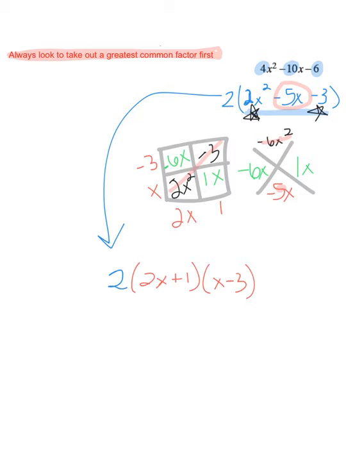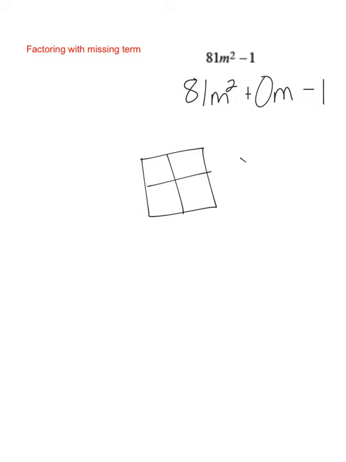Always look for a greatest common factor before you start the rectangle and diamond. Here's another situation. 81 and 1 don't have a common number that I can divide them by or take out, but I noticed there's only 2 parts of the quadratic. It's missing the piece in the middle. So it can be easiest to rewrite it with that piece in the middle. 81m squared, there are 0 m's, and then minus 1. Now I can see all 3 parts that I need to use for my diamond and rectangle to do the factoring.